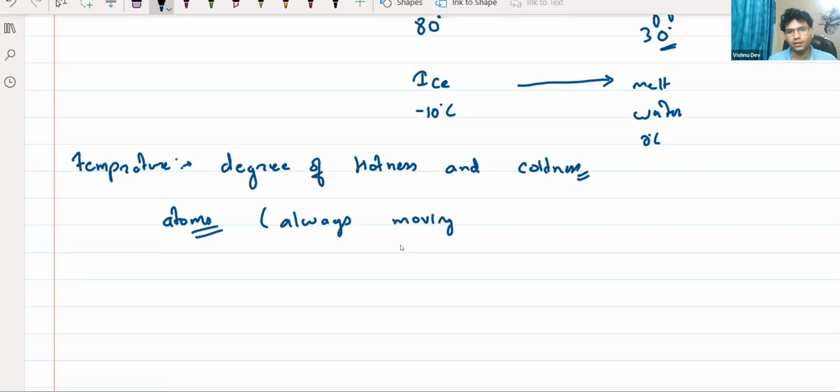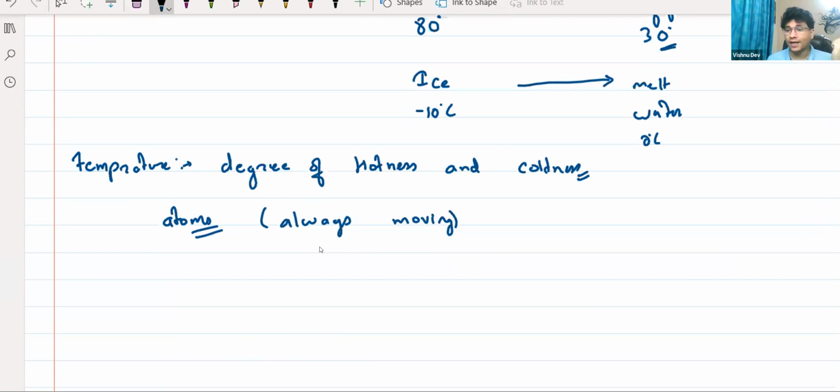The only difference is they move a very, very small distance, which we cannot observe. That is why we see that this pen is not moving. Clear? Okay.